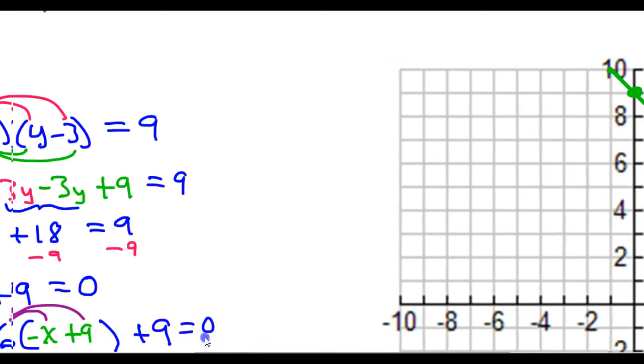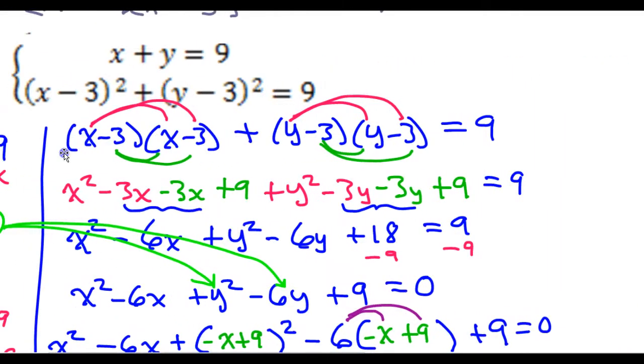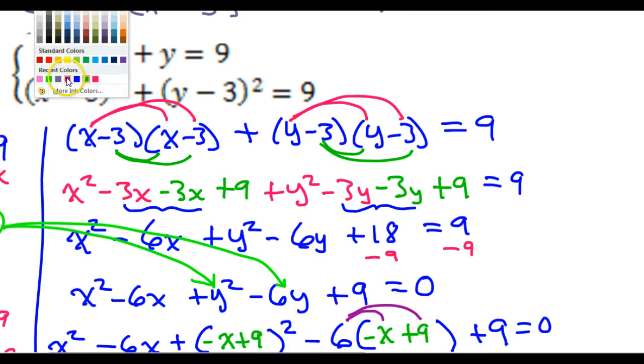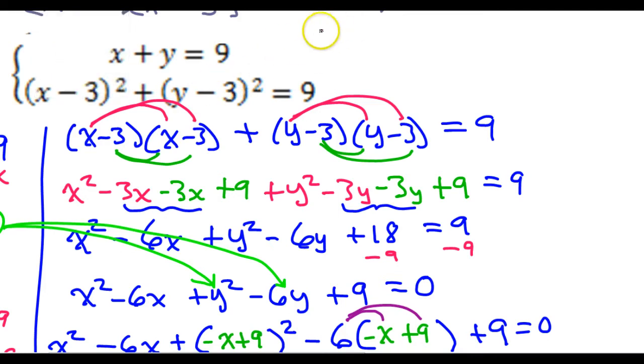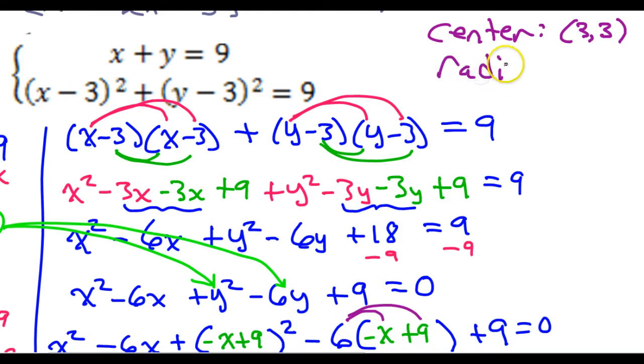Now we need to also graph the circle. And I will use the original form they gave us, the standard form, to help me graph the circle. Looking at this equation, we should be able to tell the center and the radius. The center is going to be 3, 3. The opposite of this and the opposite of that. The radius is going to be 3 because this is the radius squared, so you take the square root.